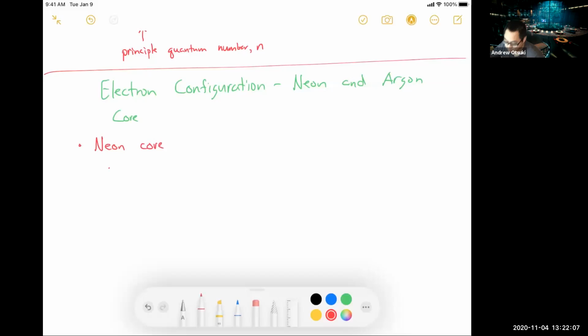So we have the neon core. The electron configuration for neon is 1s2, 2s2, 2p6. If you have a hard time visualizing that, think about where neon is, at the end of the second row. It has all its electrons in the first energy level, 1s2, all the electrons in the 2s sublevel, 2s2, and then neon's all the way at the end of the p block for the second level. So we have all the p electrons, so that's 2p6.